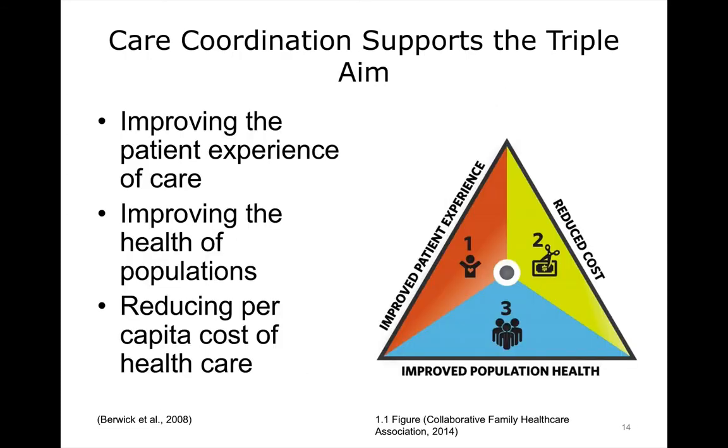The triple aim of care coordination is improving the patient experience of care, improving the health of populations, and reducing per capita costs of health care. Care coordination should be a team and family-driven process that improves patient, family, and healthcare practitioner satisfaction, facilitates children and youth access to services, improves healthcare outcomes, and reduces costs associated with healthcare fragmentation, which can lead to under and overutilization of care.